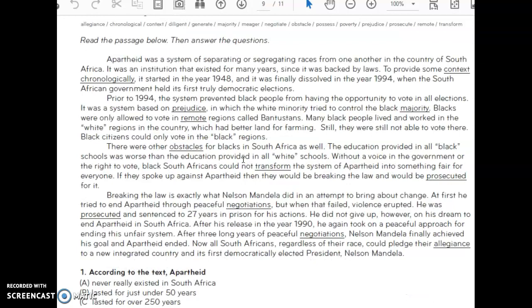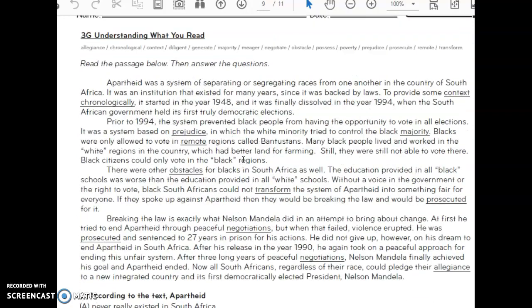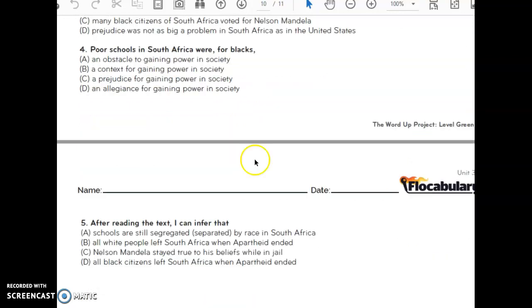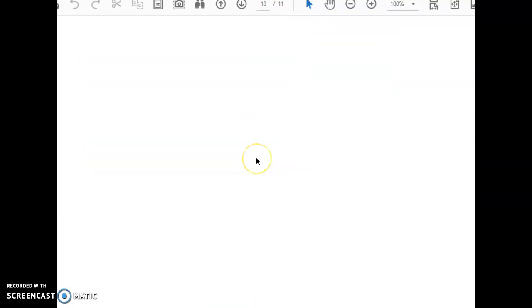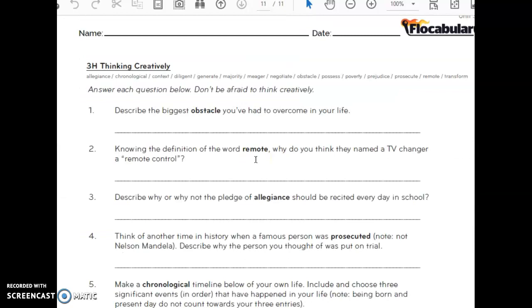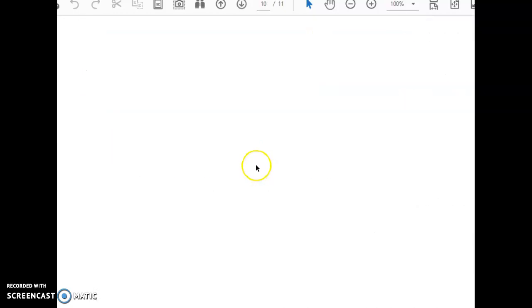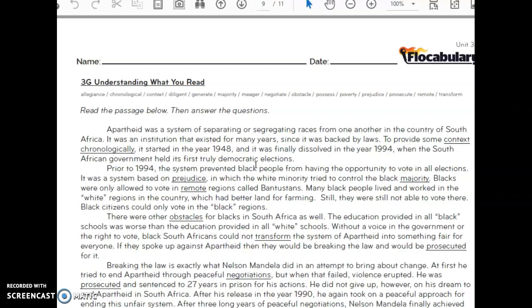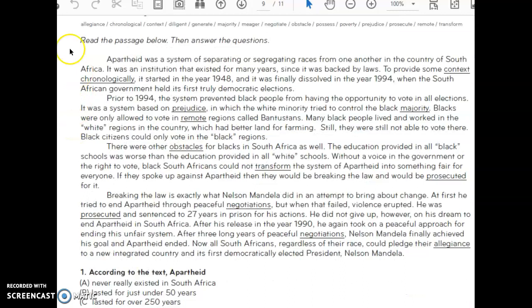3G, this is a story with the questions read. With 5 questions after it. And then the last one is just creative questions. I am going to read this story right now out loud to you because it looks like a tough one.